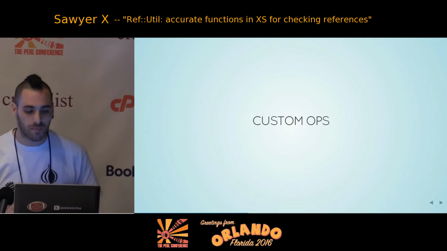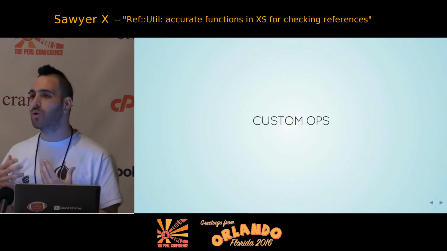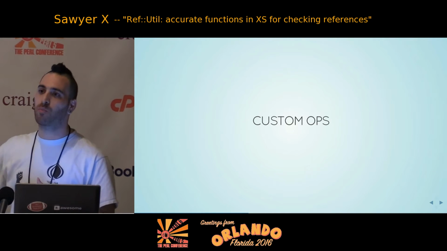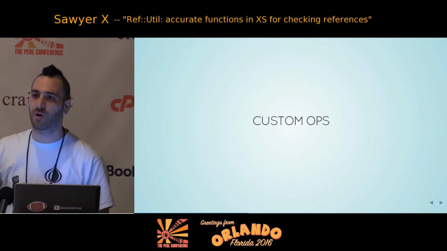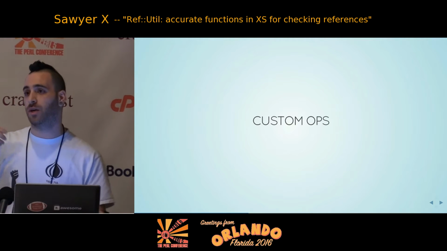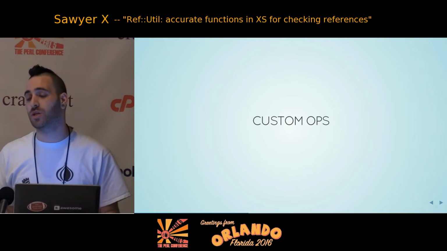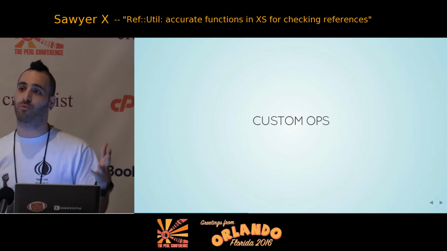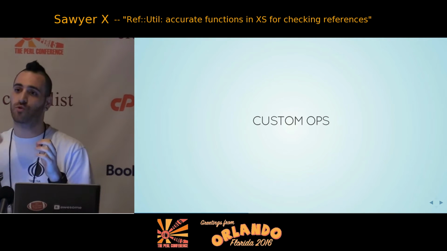What custom ops are, they're basically a way for us to introduce operations into the tree of operations that Perl compiles from a piece of code that it reads. A lot of people think that Perl, because it's interpreter based, doesn't do compilation. It's just running. That's not true. It actually compiles all of the code into a tree of operations, and then it walks through that tree of operations.